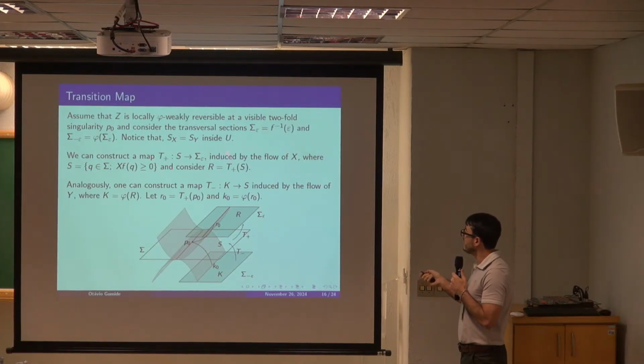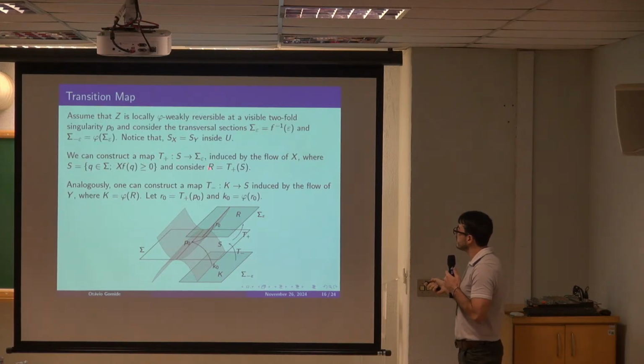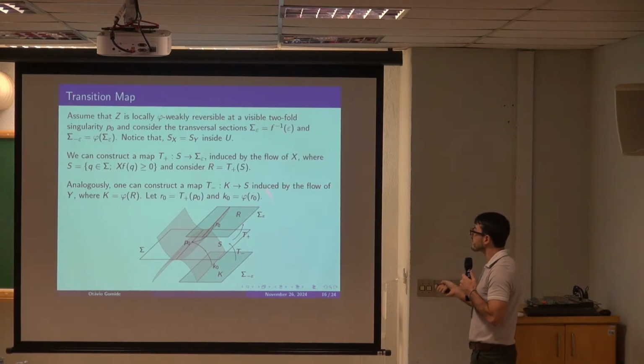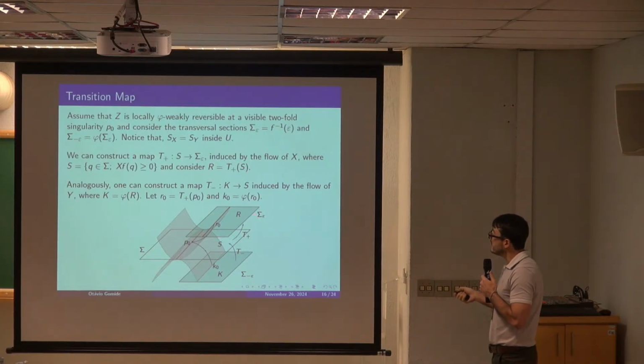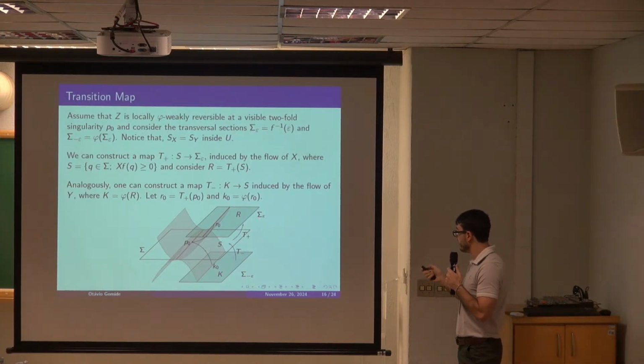So here, in this case, we can construct two maps, T plus and T minus. T plus is a map which goes from S to R, induced by the flow of X. S is a connected component of the crossing region, and R is the image through the flow. So here we have this map. Since we have the mirror property, of course we can construct the map T minus, which goes from K, which is phi of R, into S. So here we construct T minus and T plus.